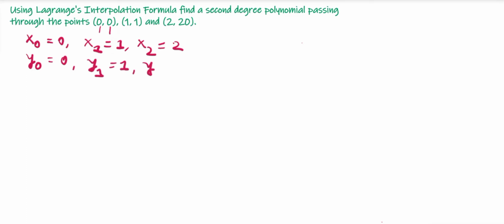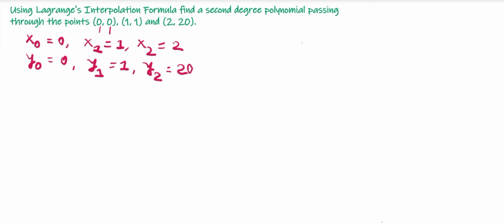Now let's see one more example. Using the Lagrange's interpolation formula, find a second degree polynomial passing through the points (0, 0), (1, 1) and (2, 20). So here the question has not been given to us in a tabular form, but it's very much simple. You'll just need the values of x0, x1 and x2. First values are the values of x and the second values in the bracket are the values of y. So x0 is 0, x1 is 1, x2 is 2, then y0 is 0, y1 is 1 and y2 is 20.